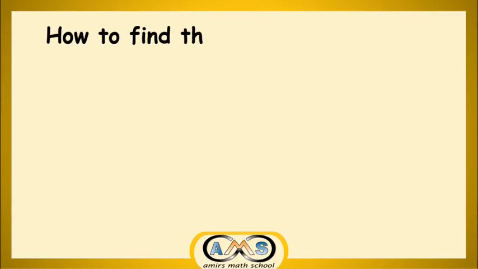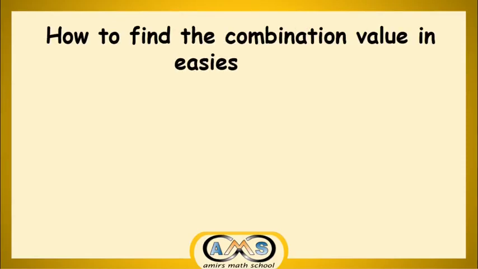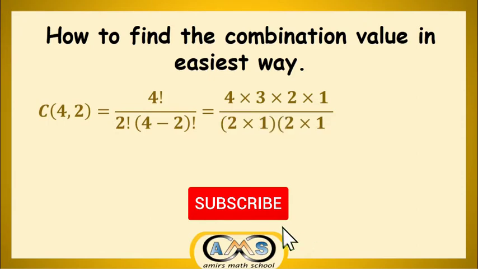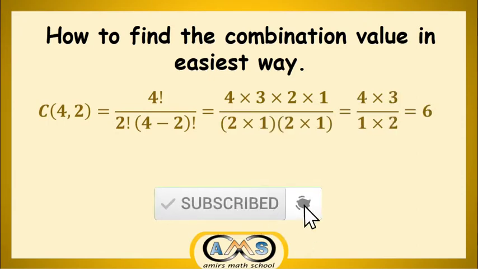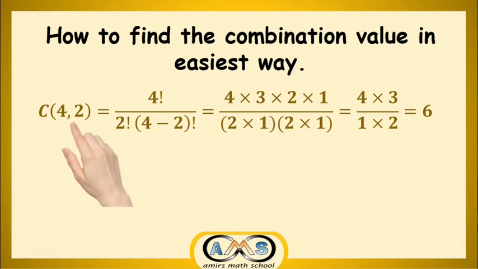Now, how to find the combination value in the easiest way? Here we see the easiest way to find the value of combination, that is C42, which is equal to 4 factorial divided by 2 factorial into (4 minus 2) factorial, and the final value is 6. The value of n is 4 and the value of r is 2. That is, we find the number of ways of selection of 2 from 4.